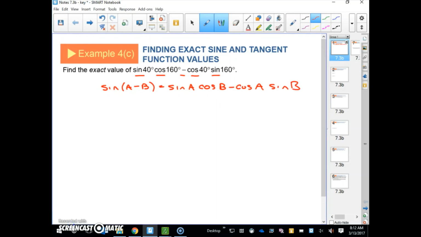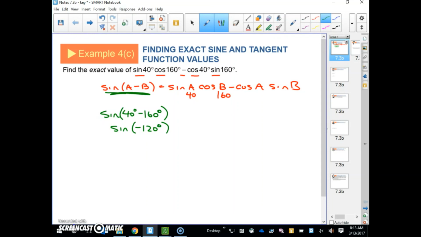It's all about pattern recognition. Sine, cosine, minus, cosine, sine. And so if that's the case, then you can see that A would be 40 and B would be 160. And so just plug it into the other side of the formula. That means this. We'd have sine 40 degrees minus 160 degrees is sine negative 120 degrees. That's something we knew how to do back in chapter 5. Sine 120, we should have been able to use the chart, and skills from chapter 5.